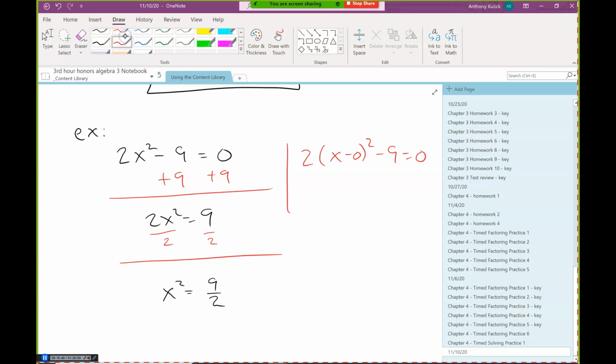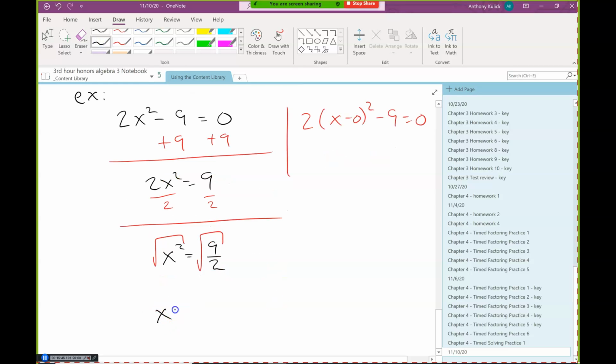So because we square rooted both sides, we get a plus or minus. And because we have the square root of a fraction, we can do the square root of 9 over the square root of 2. Everybody still feel okay? Now the square root of 9 we know how to do. That's just 3.